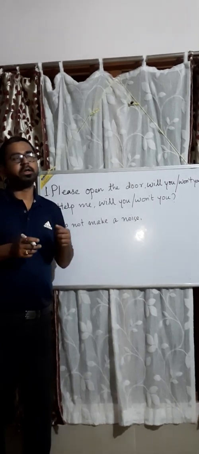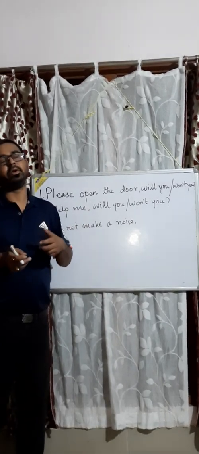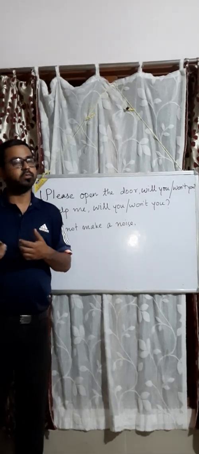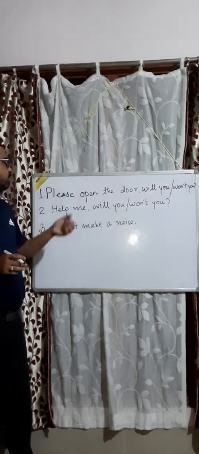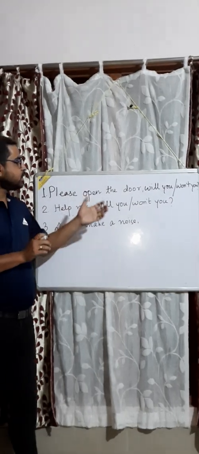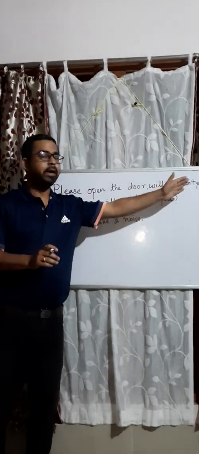the statement like whether it is positive or negative. Then we don't have to find the auxiliary verb, main verb. These things don't come into play. What we have to do is that we have only two options available. We can use them interchangeably, will you and won't you.